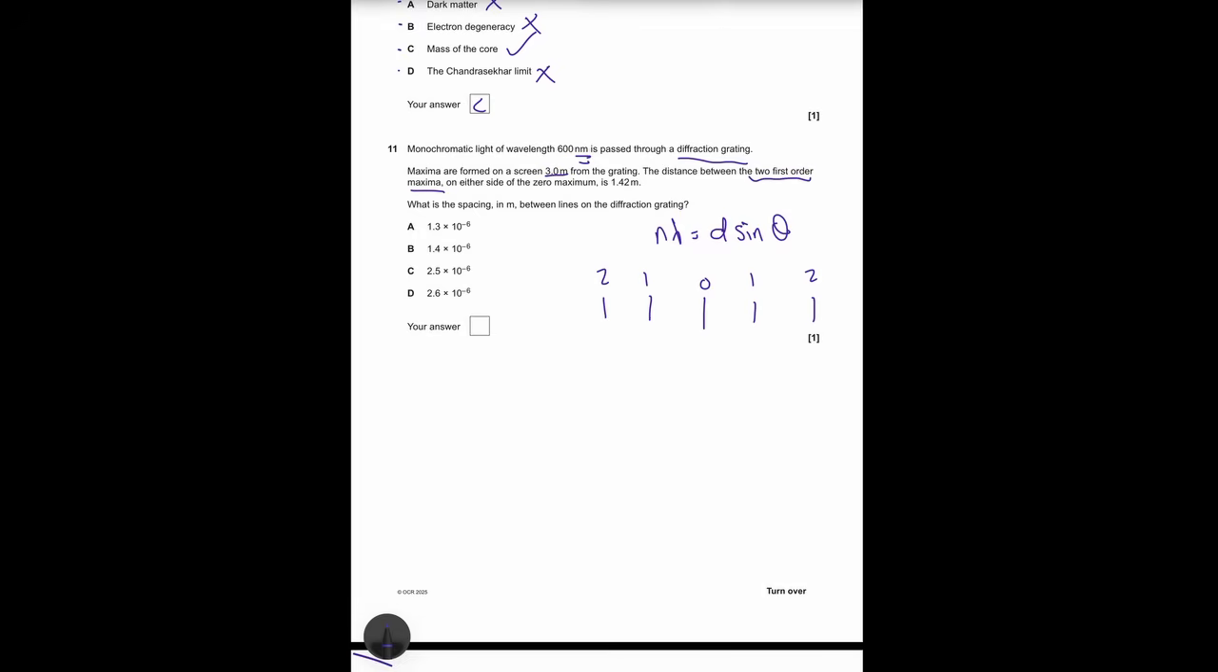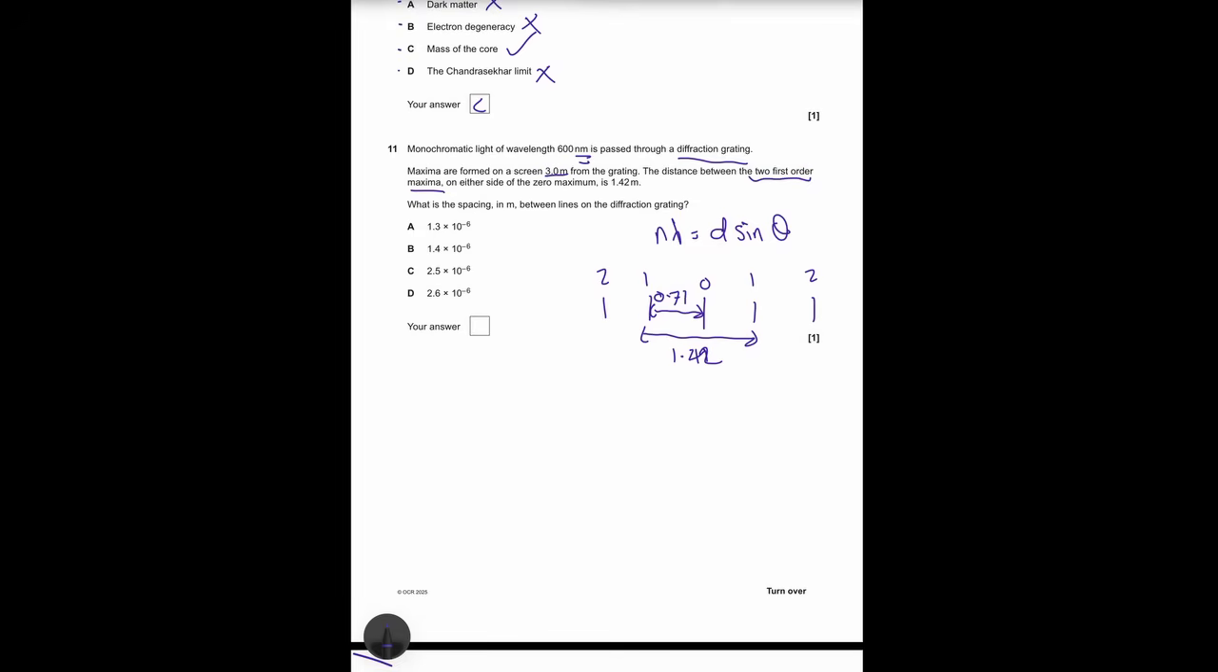But what it's saying is this distance here is 1.42. If that distance there is 1.42, what do I care about? Well, it's got to be this one, which is therefore going to be that divided by 2, which is 0.71. Okay, so now can I put that into the equation?